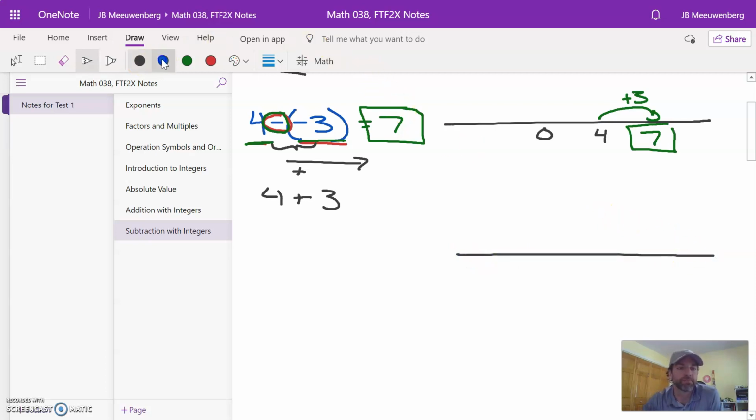Here's another one: negative 1 minus 2. Again, pause the video. Try it yourself.